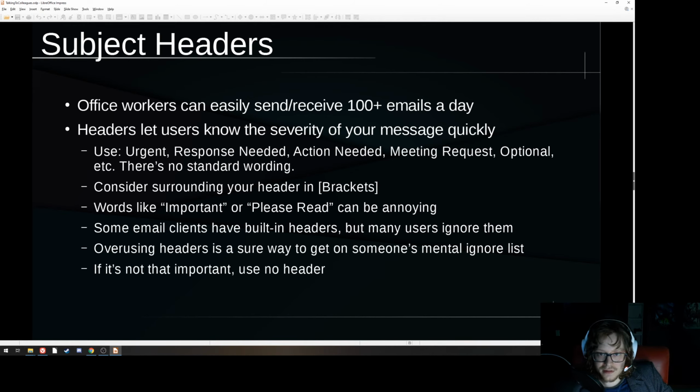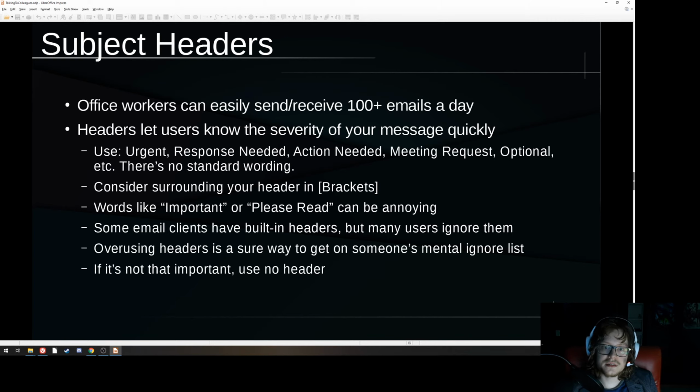Headers let people know how severe your problem is, how quickly it needs to be addressed. So there are no standard words that everybody uses, but there are some that are pretty common. I think urgent is pretty universal. A lot of email clients even have urgent built in. It's nice if the person actually has to send you something back to include response needed.